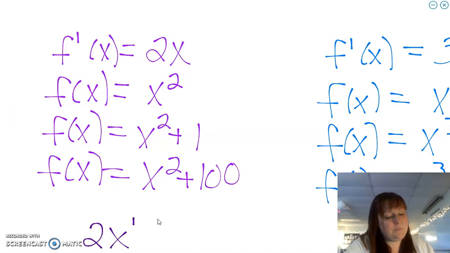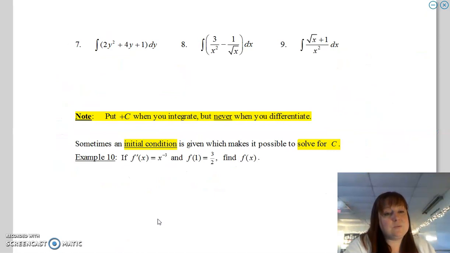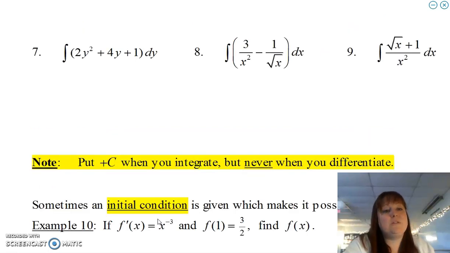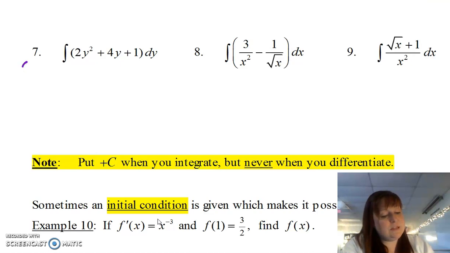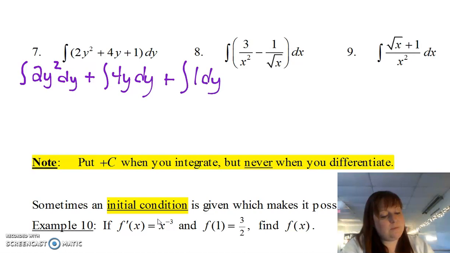Let's take a look at another one. We're going to integrate this one right here. This is 2y squared plus 4y plus 1. See, they're all a sum, so we can just split them apart. So this is the same as the integral of 2y squared dy plus the integral of 4y dy plus the integral of 1 dy.